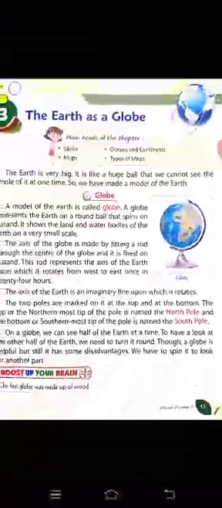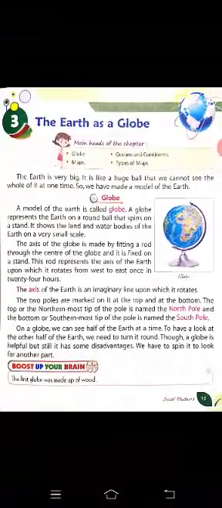Now, the earth is very big. It's like a huge ball that we cannot see as a whole at one time, so we have made a model of the earth. What is a globe, dear students? A model of the earth is called a globe. A globe represents the earth as a round ball that spins on a stand. The axis of a globe is made by fitting a rod through the center of the globe.